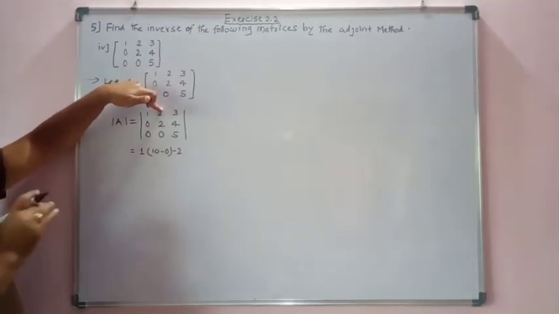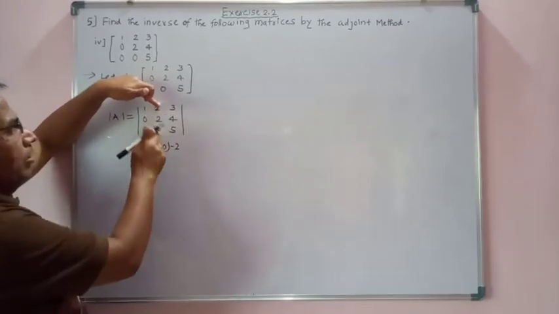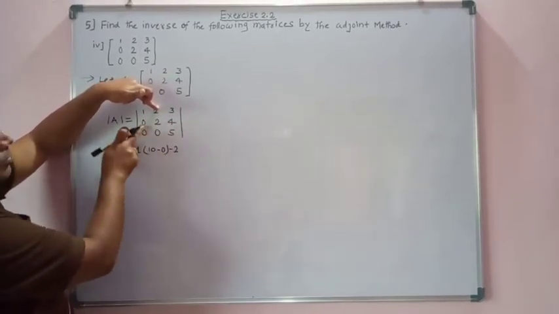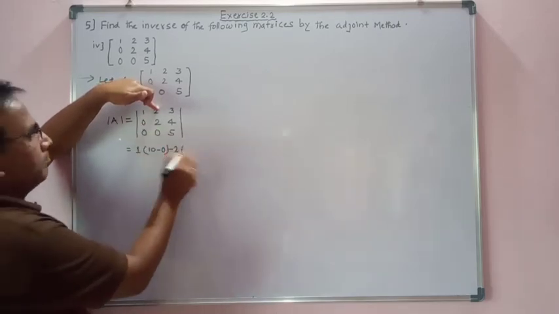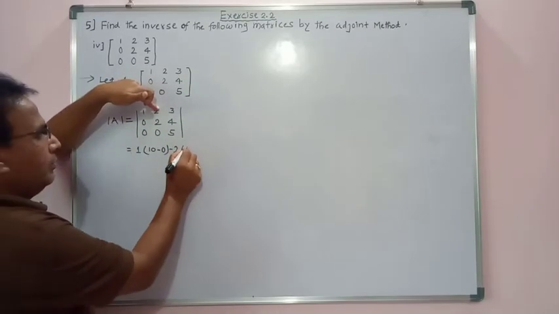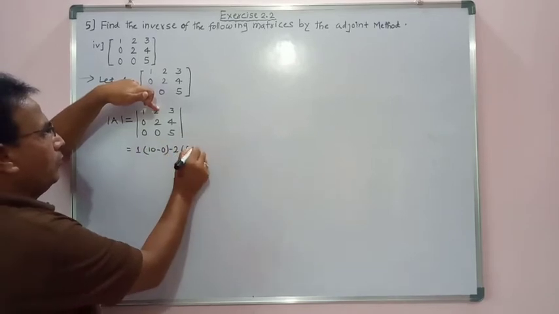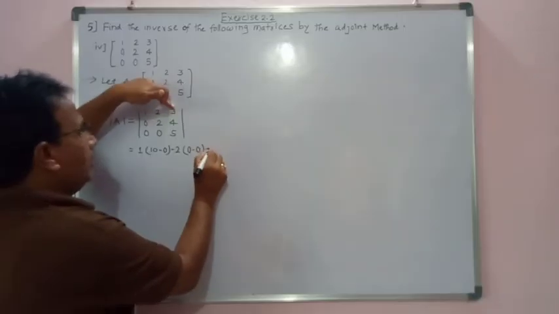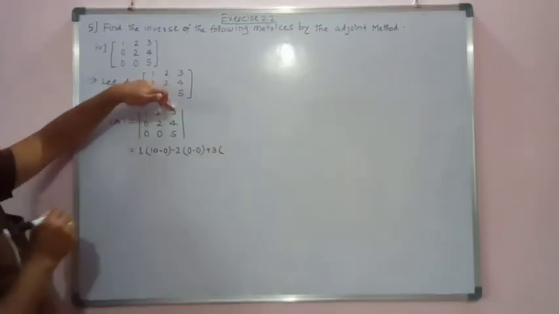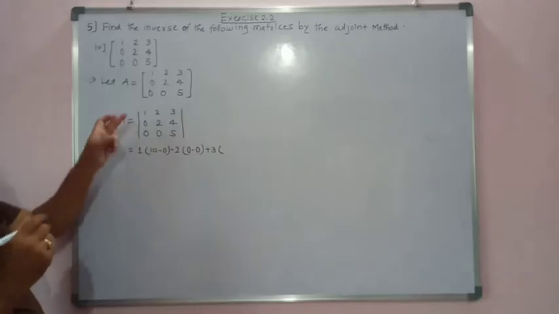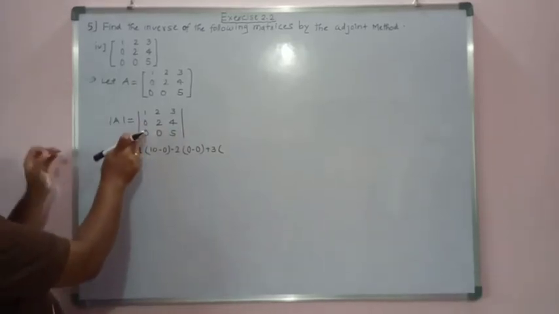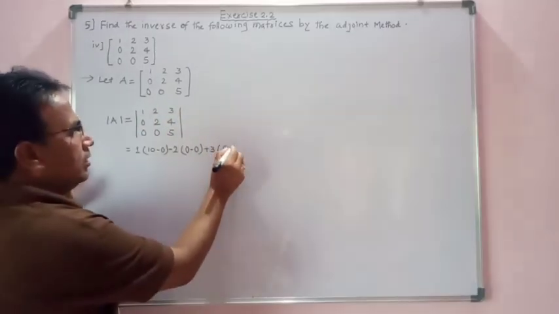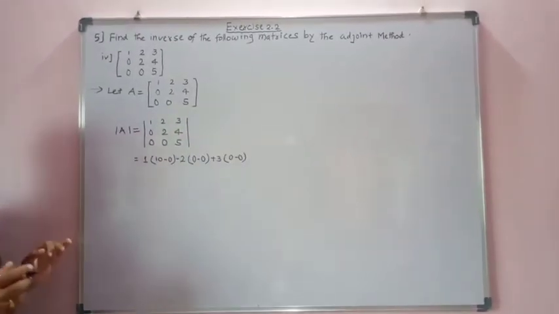We use the second element, minus 2, by the rules of determinant, leaving the first row and second column. These 4 elements 0, 4, 0, 5: cross product, 0 into 5 is 0 and 0 into 4 is 0, so 0 minus 0. We select the third element of the first row, 3, leaving the first row and third column. With the 4 elements, 0 into 0 is 0 and 0 into 2 is 0, minus 0.